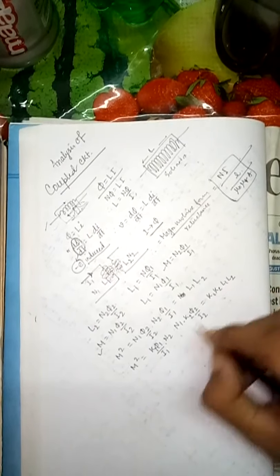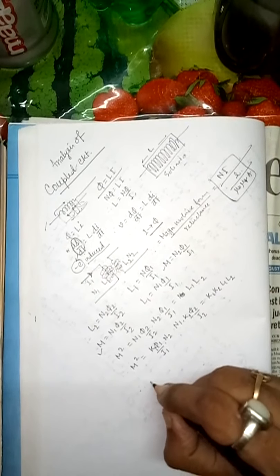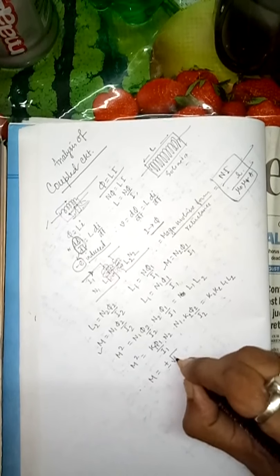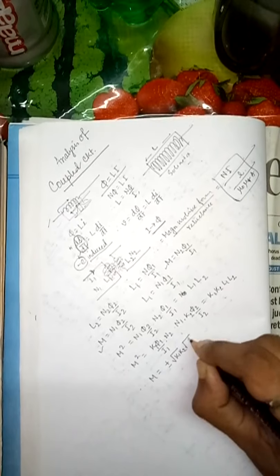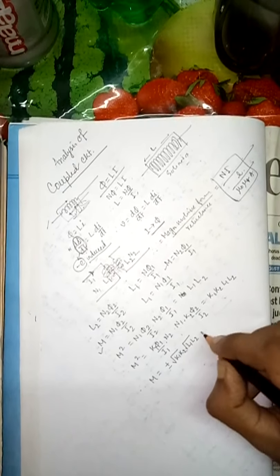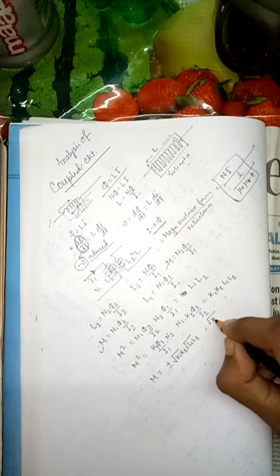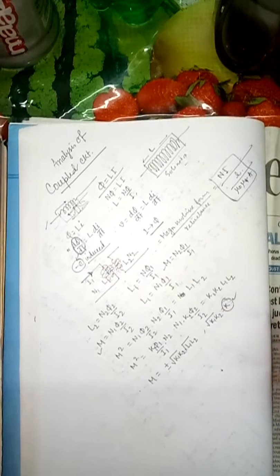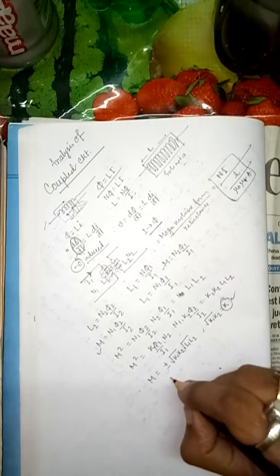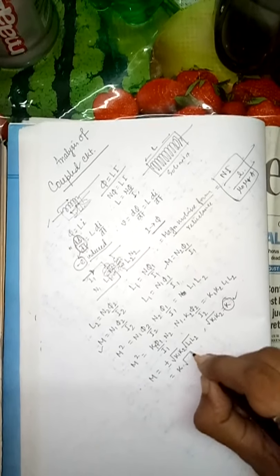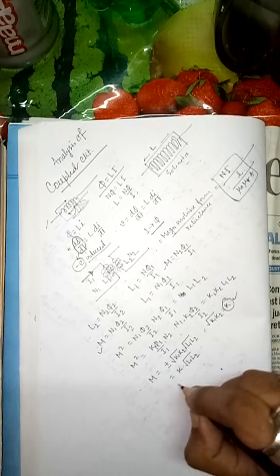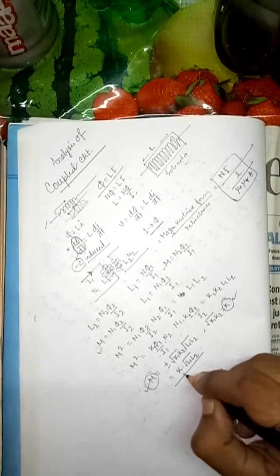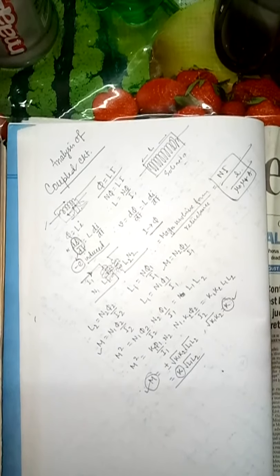Okay, now what is M then? M equals plus minus root over K1 K2 into root over L1 L2. Now root over K1 K2 is taken as K. This K is called the coefficient of coupling. So therefore M equals K into root over L1 into L2. Here M is called the mutual inductance and K is called the coefficient of coupling.